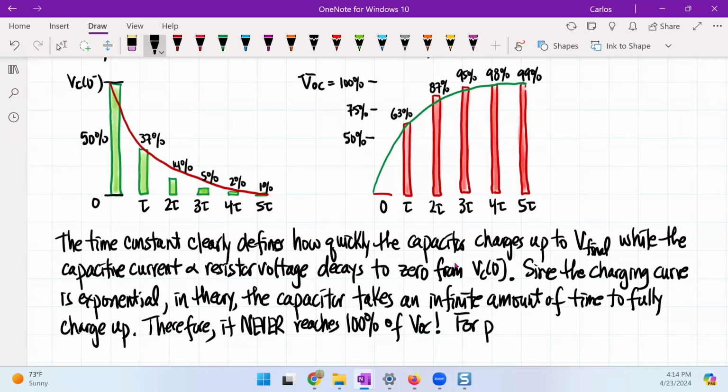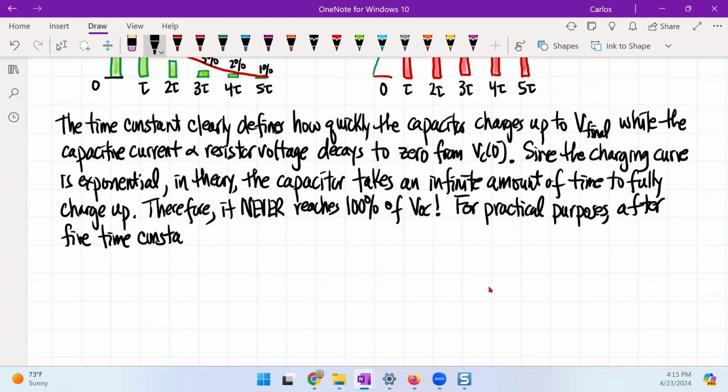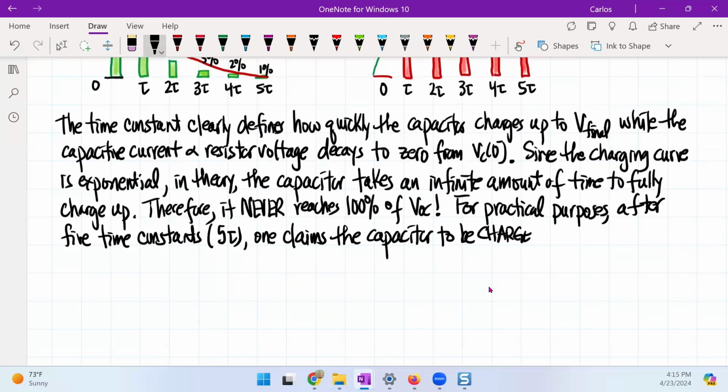For practical purposes, after 5 time constants, in other words, 5 tau, one claims the capacitor to be charged. It's not fully charged, but it's close enough.